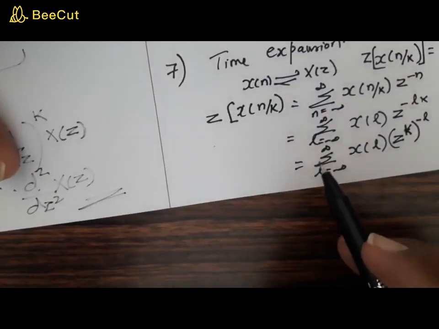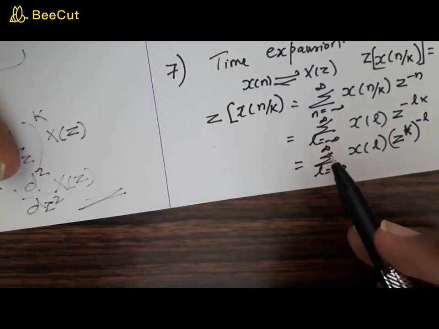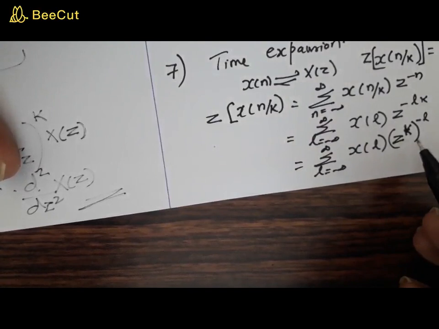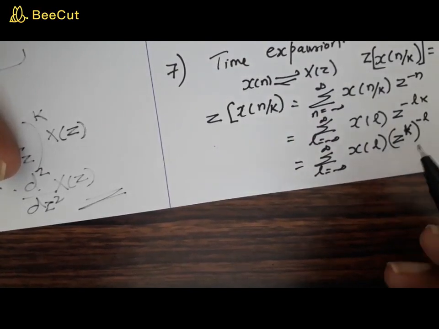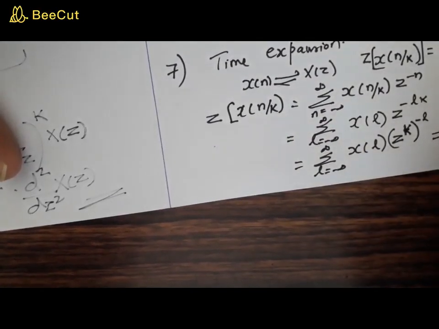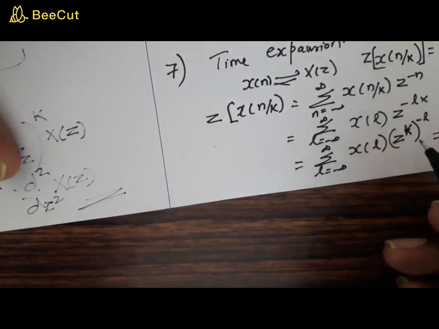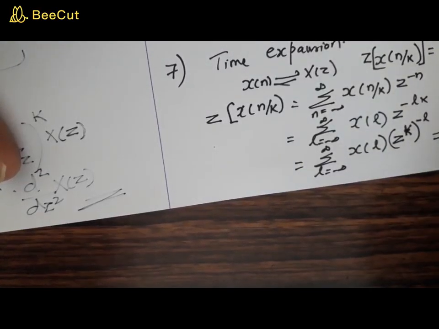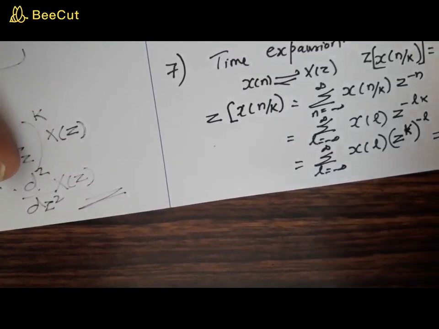So this is of the form n is equal to minus infinity to plus infinity x of n into some quantity raised to minus n. Wherever we find such a form, you will represent that function as the function of that variable raised to the negative of that. So the variable here is, instead of z, you have z raised to k. Okay, so it is proved.